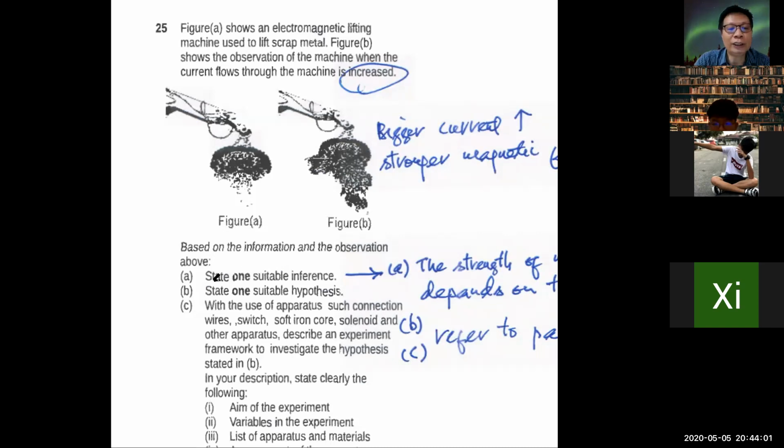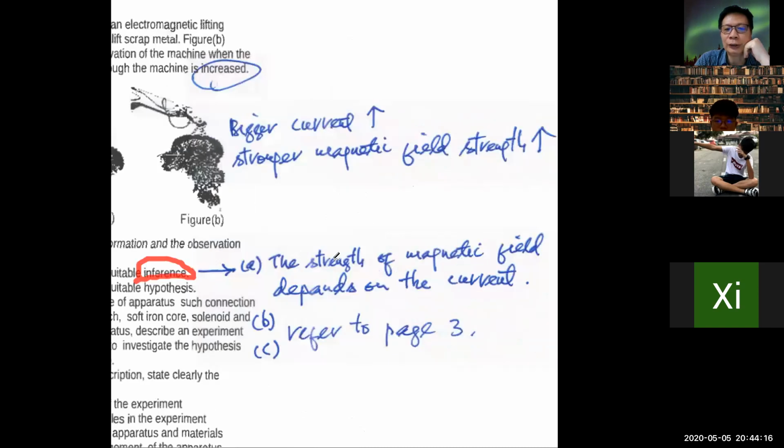So for the first question, you are supposed to write the inference. How to write the inference here, based on the diagram? The answer is like this. The strength of the magnetic field depends on the current. We use the keyword depends. Understand the keyword depends. The strength of the magnetic field depends on the current. So we use the keyword depends for writing this inference. Understand? So this one is done.